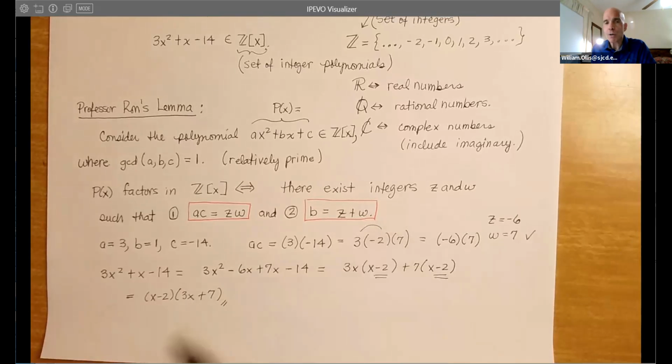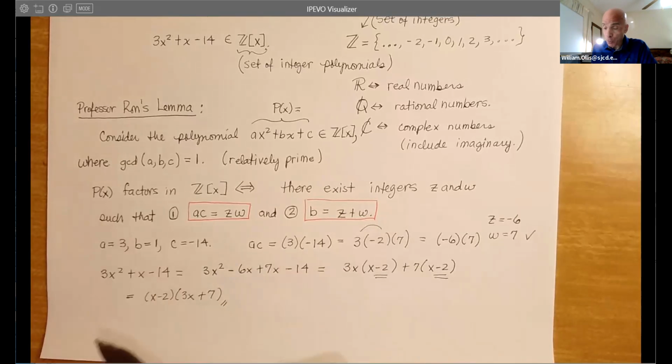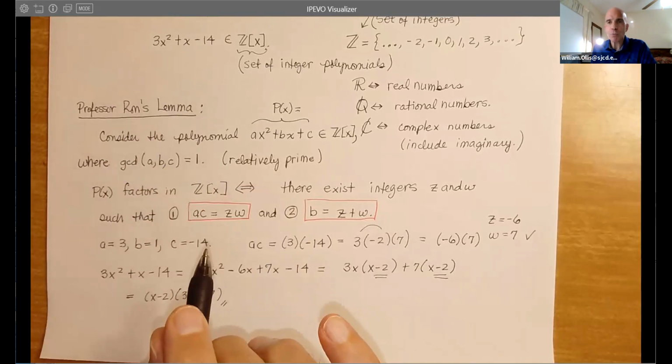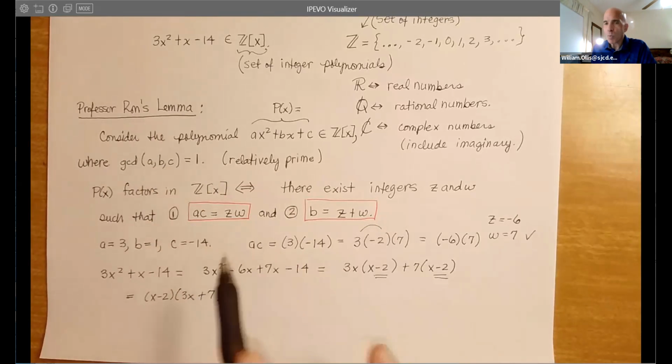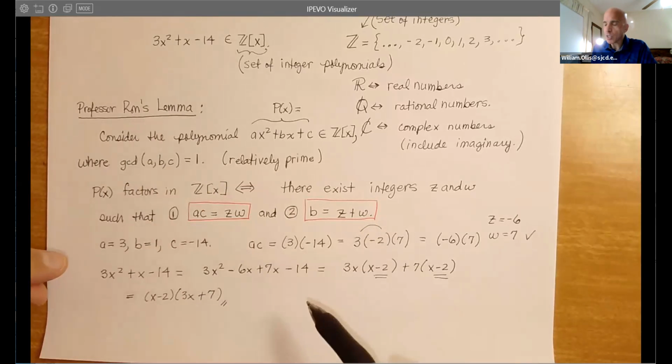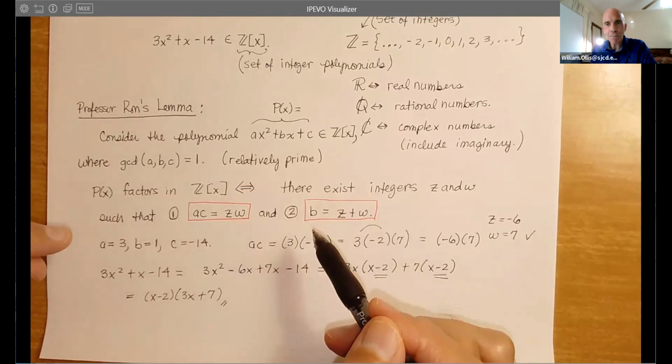Now, I just want to make a point here. How you decide to factor integer polynomials is completely up to you. And I'm sure most of you have techniques that you've used since high school. The one thing that's nice about this particular format here is that it is something that you can explain.